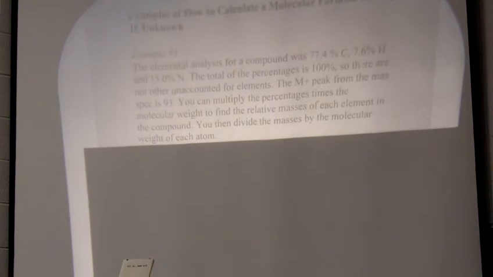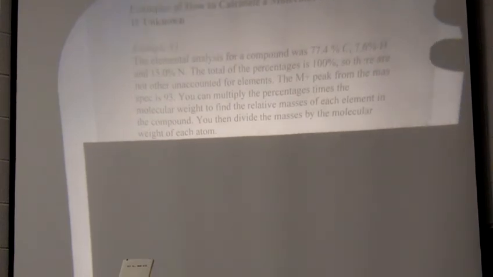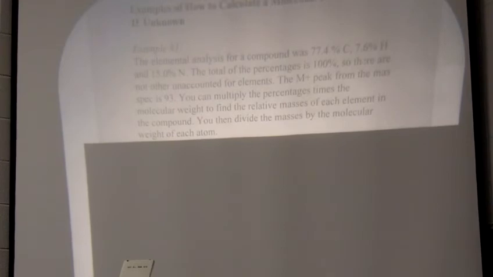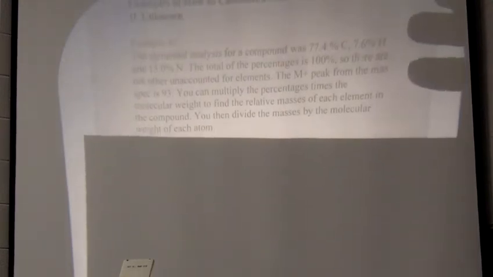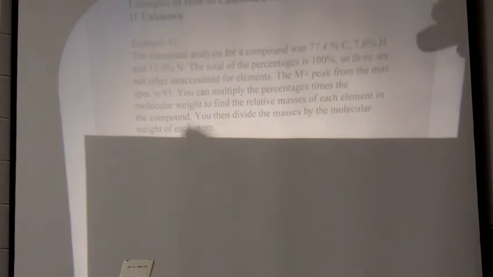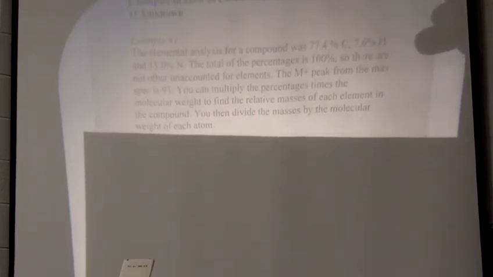I'm going to go through a couple examples of how you're going to use that information to figure out what your empirical formula is for your unknown. So basically what the ratio formula is. It may not be completely your exact formula, but it'll give you the ratio of carbon, hydrogen, and anything else that's in there, okay?